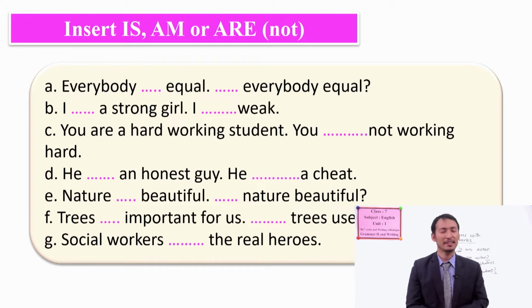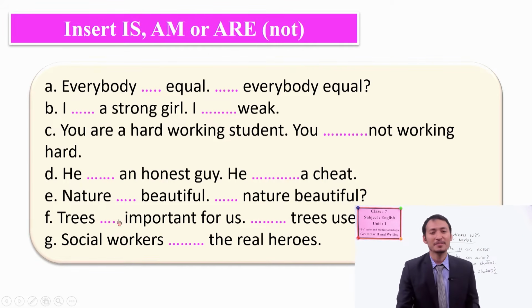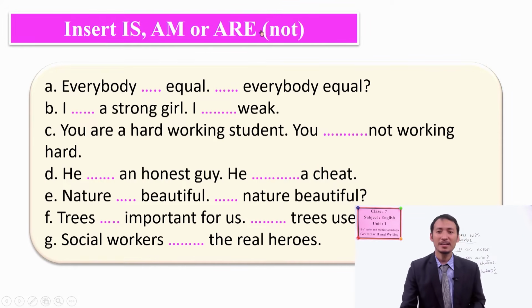Okay, this is the task for you. You can do it very easily, because with I it takes am, with everybody or somebody or he it takes is, and with they or trees that they take are for the verbs. Okay, students, so please supply all the correct be verbs here. Sometimes it also needs not, for telling the negative responses.